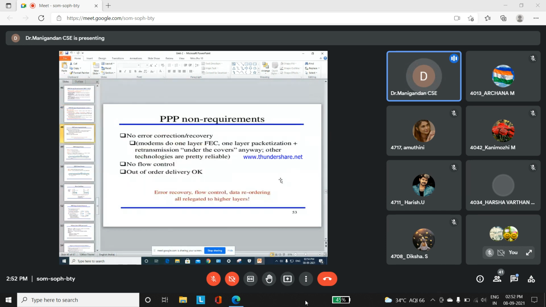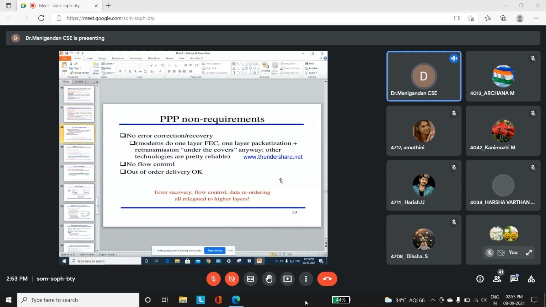Next, the non-requirements. For point to point, the non-requirement features are: no error correction or recovery. No error correction means that at the time of data transmission there is no error correction or recovery. Recovery means what? If any packets are lost, the recovery or correction is done based upon their requirements. Also no flow control, and out of order delivery. Out of order means what? If the data is not delivered within a particular duration of time, that is out of order.